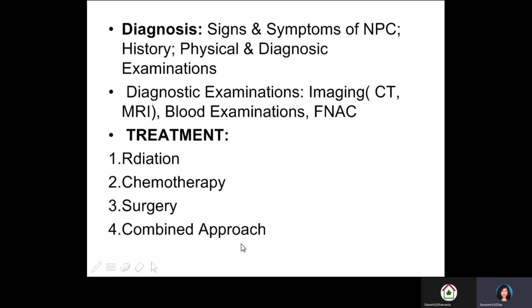That means all these three would be applied together. Okay, so this is known as combined approach.